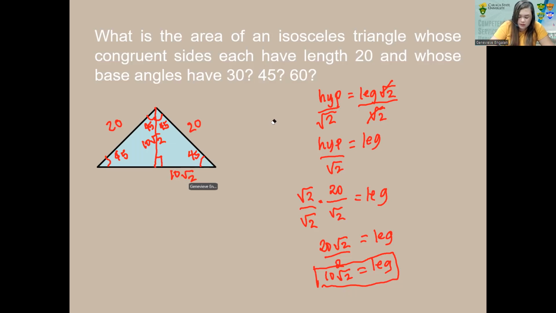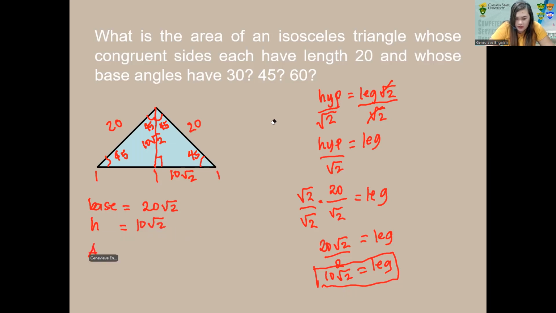So, ang base nato, pila tong base? 20 square root of 2. Kaduhaon 20 na square root of 2. So, 20 square root of 2. Ang height, 10 square root of 2. So you have 10 square root of 2.